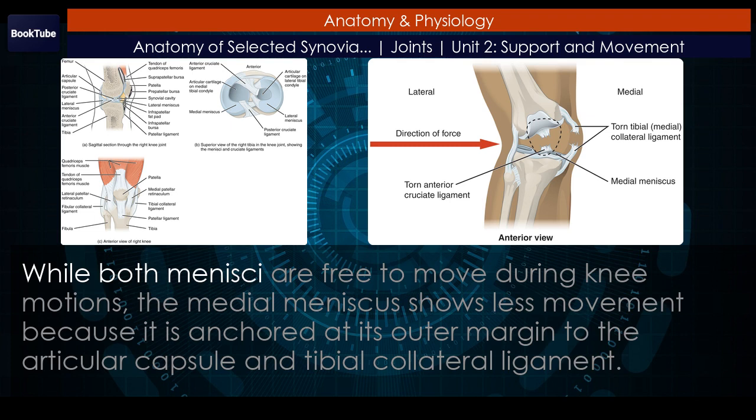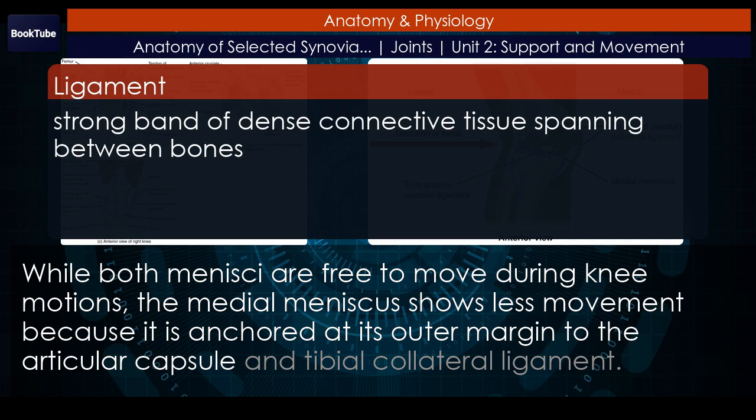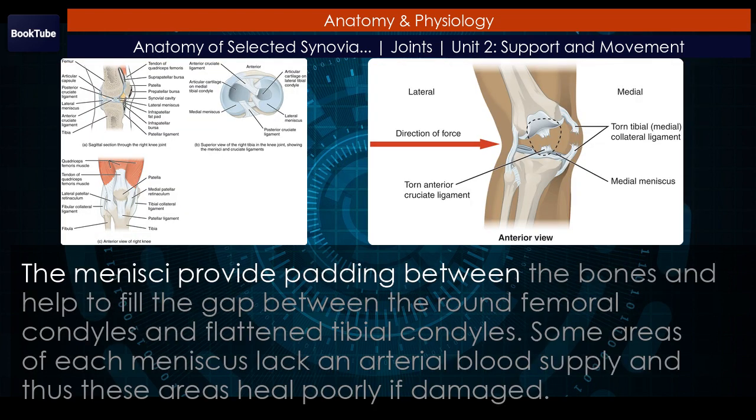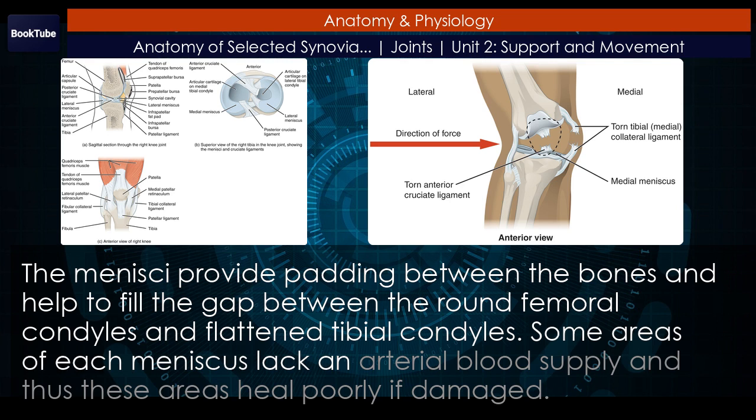While both menisci are free to move during knee motions, the medial meniscus shows less movement because it is anchored at its outer margin to the articular capsule and tibial collateral ligament. The menisci provide padding between the bones and help to fill the gap between the round femoral condyles and flattened tibial condyles. Some areas of each meniscus lack an arterial blood supply, and thus these areas heal poorly if damaged.